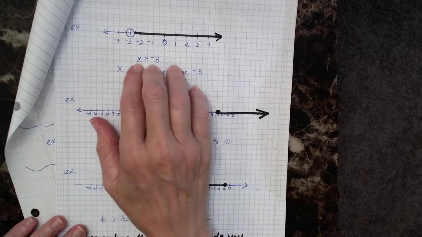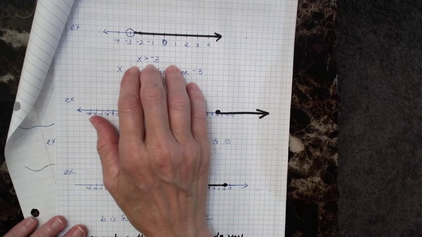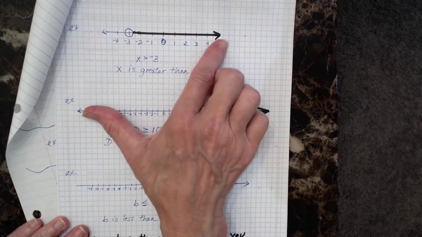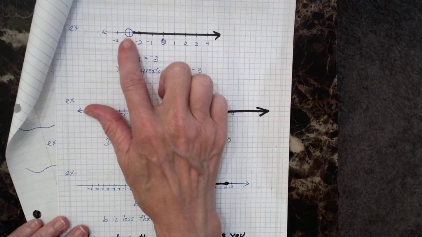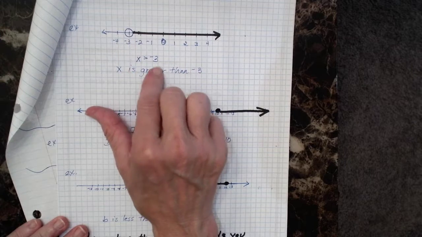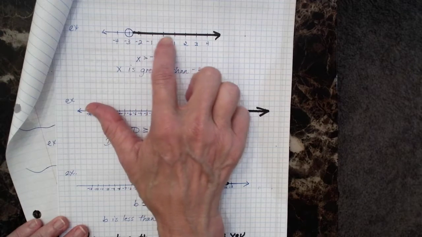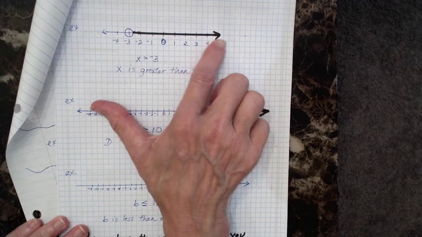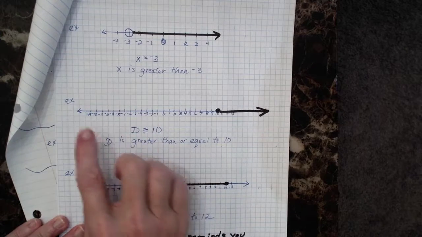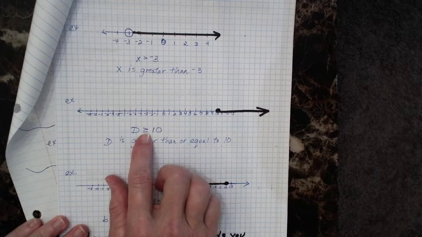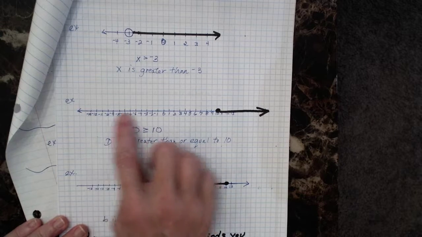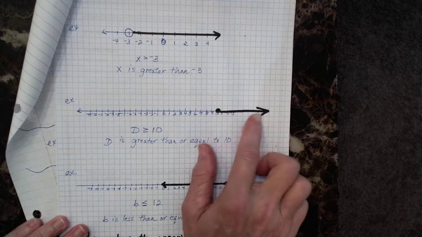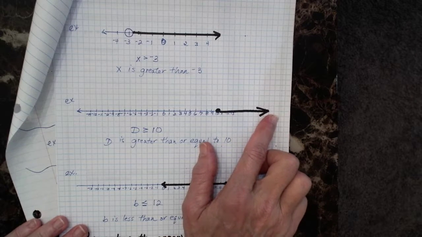Here's an example where if you're given something like x is greater than -3, you're going to create a number line and you're going to open circle where the -3 is, and x is greater than that. So it does not include -3, but it includes all the numbers to the right. In this example, d is greater than or equal to 10. You're going to draw your number line and darken in a circle at 10 and include all the numbers to the right to infinity.